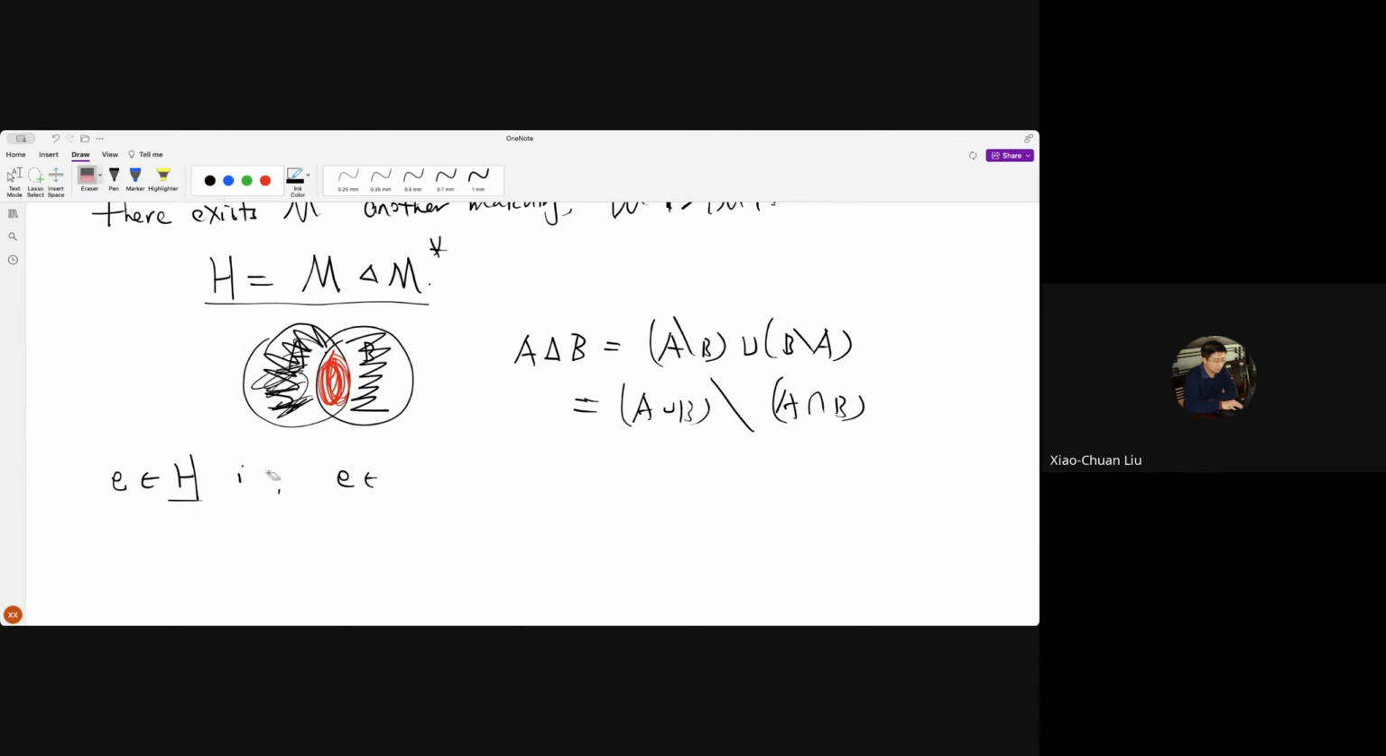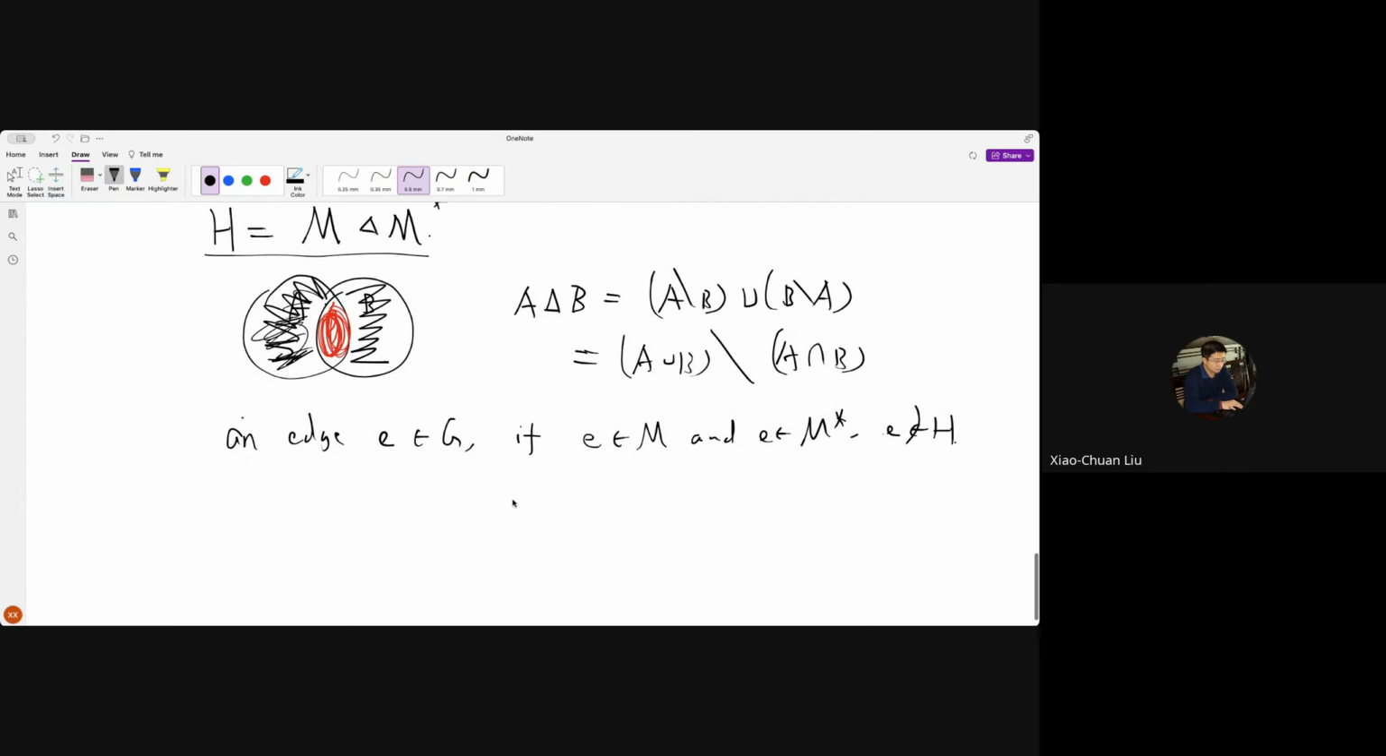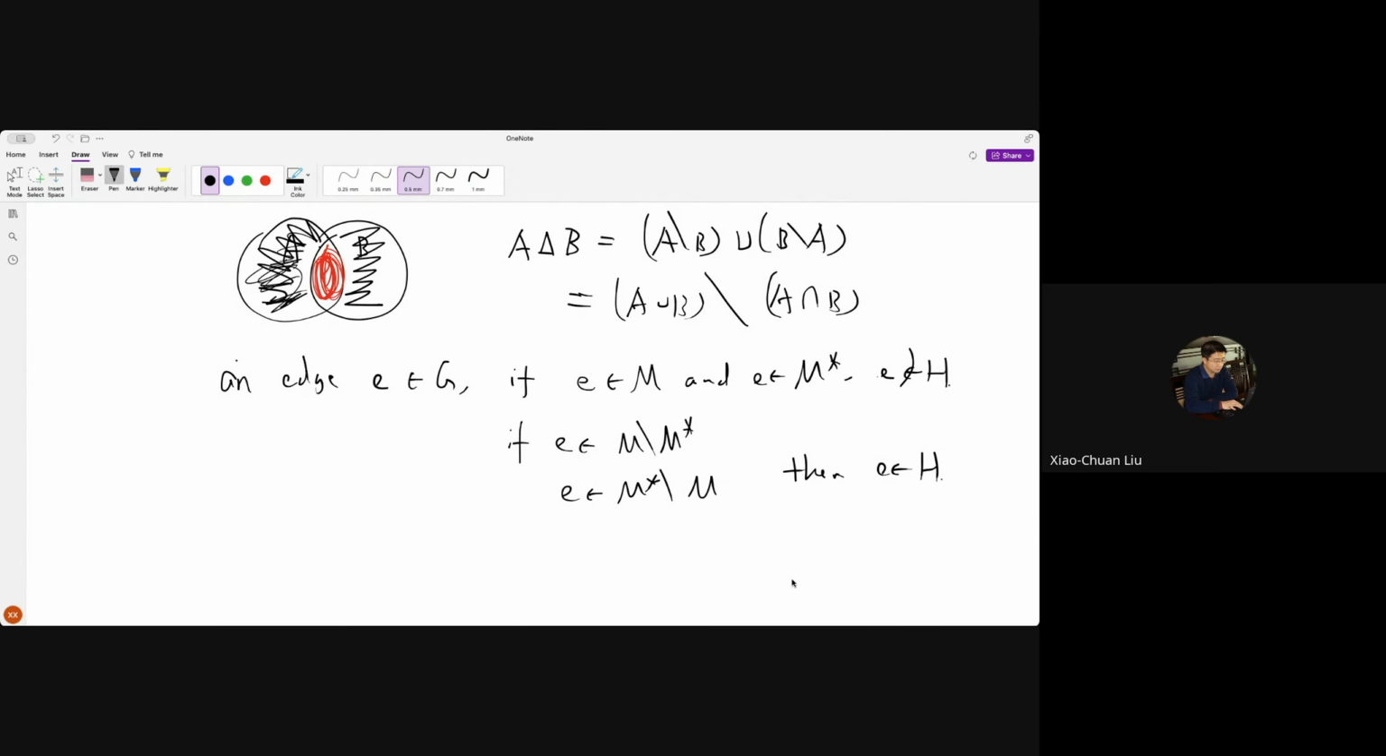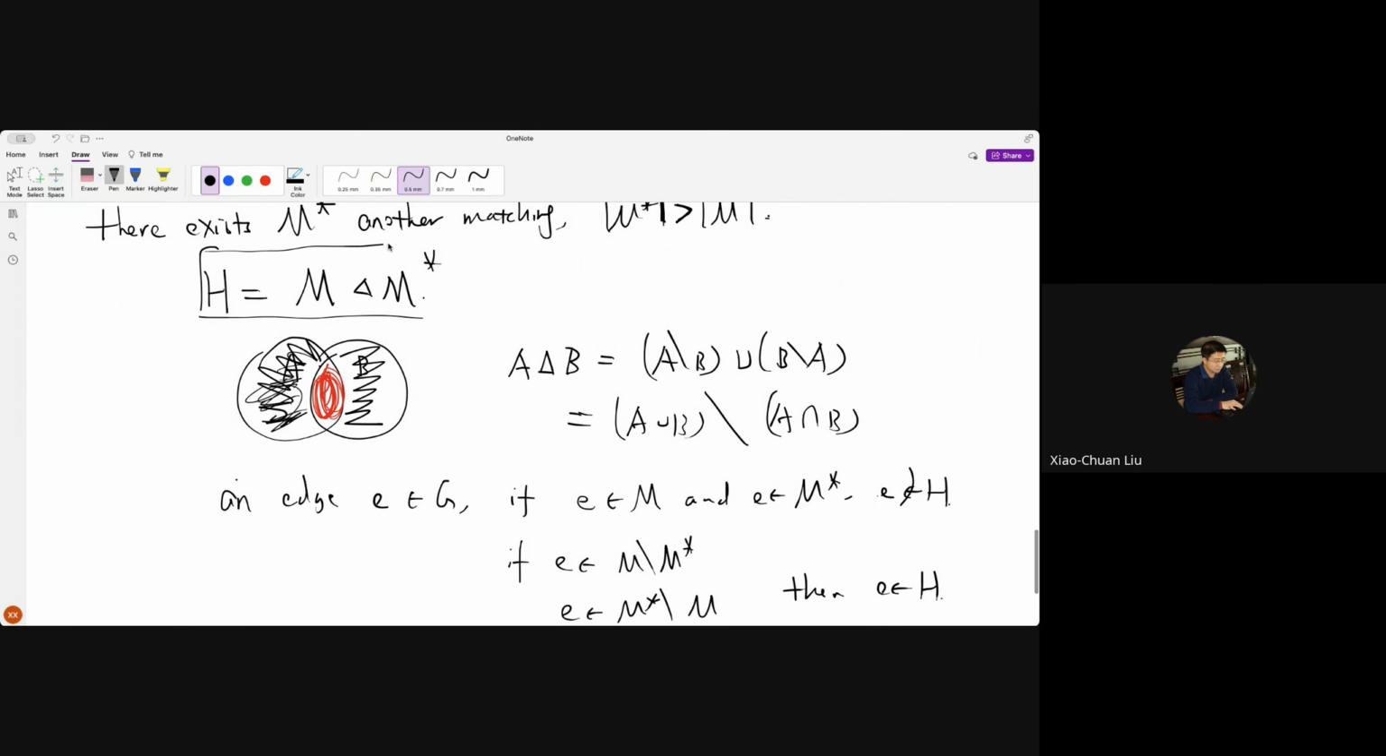So an edge E in G, if E belongs to M and belongs to M star, then it is not an edge of H. But if E is in M minus M star, or E is in M star minus M, then E is in H. So the edges which belong to both matchings, we don't put into H. This is the definition of a symmetric difference.